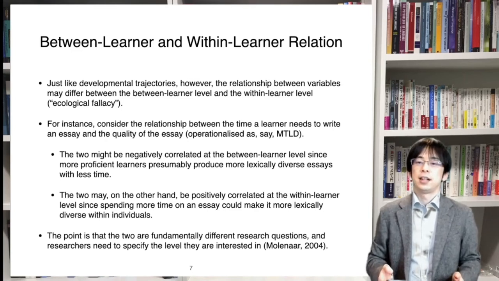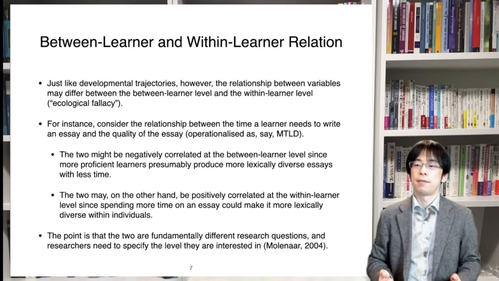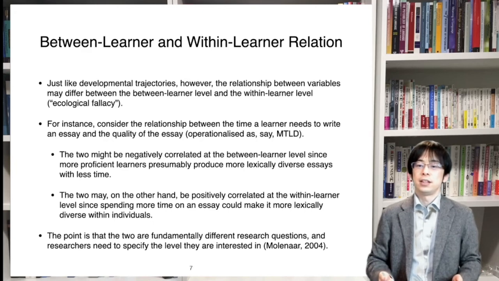For instance, let us consider the relationship between the time a learner spent on writing an essay and the quality of that essay, operationalized as, say, MTLD. The two variables might be negatively correlated at the between-learner level, because more proficient learners presumably produce more lexically diverse essays with less time. In other words, if you look at multiple learners, those who spend more time may be the ones who write less lexically diverse essays. The two variables may, on the other hand, be positively correlated at the within-learner level, because spending more time on an essay could make it lexically more diverse within individuals. So in other words, if you look at a single learner, if he or she spends more time writing an essay, that essay may tend to be more lexically diverse.